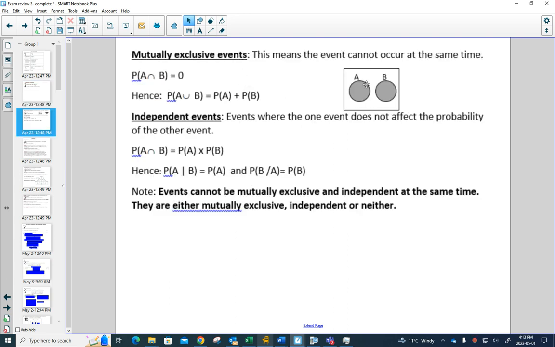Mutually exclusive is when the two things don't overlap. Independent is when one does not affect the other, and it just so happens that the probability of A and B is always equal to the probability of A times the probability of B. This also means that the probability of A, given that B happened, does not matter. It's still the probability of A. Events can't be mutually exclusive and independent at the same time, because for independent events, you will always multiply them together and get something, so you'll have something in the middle.